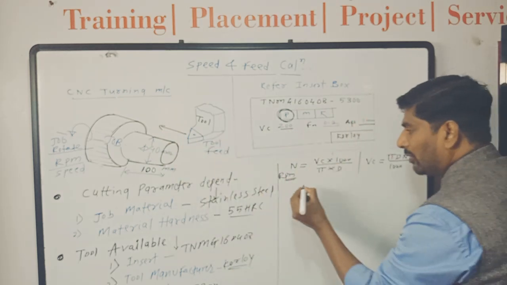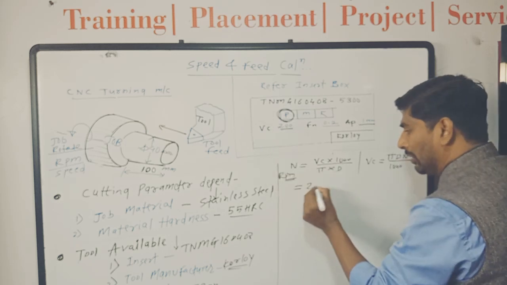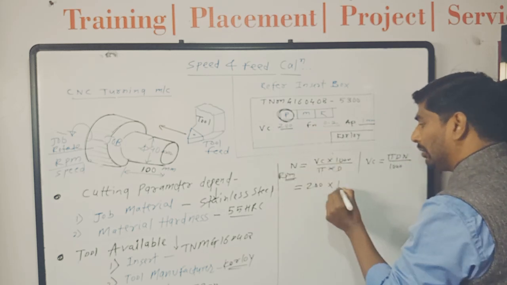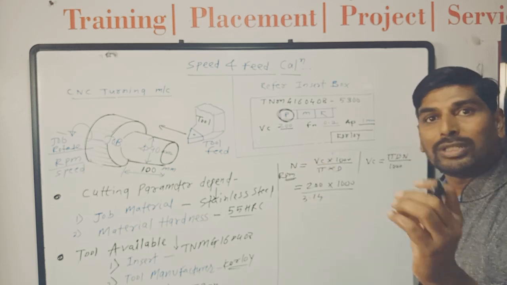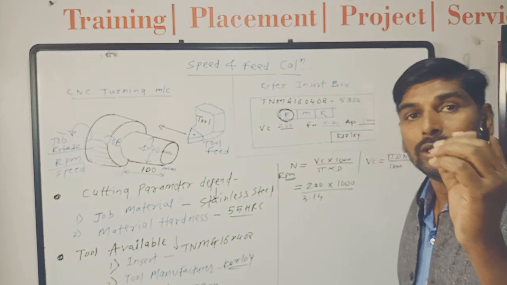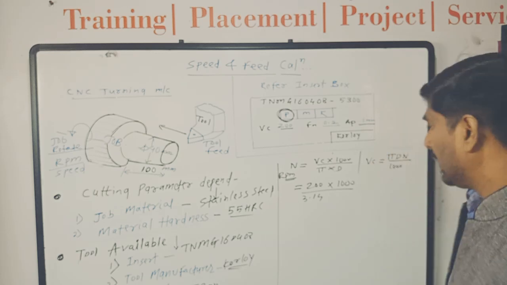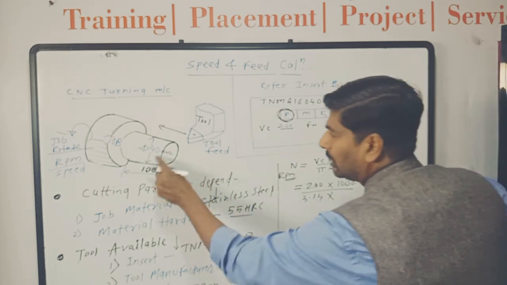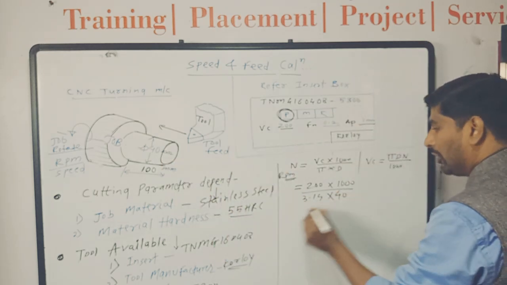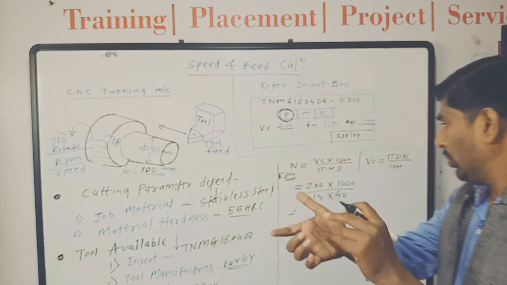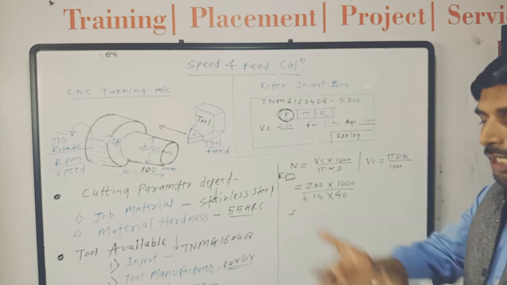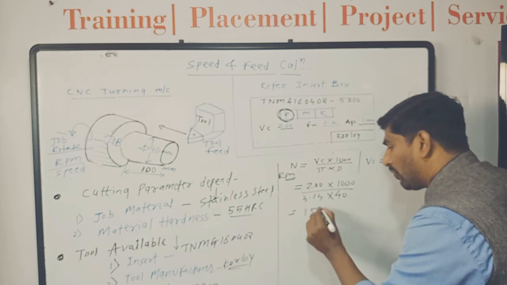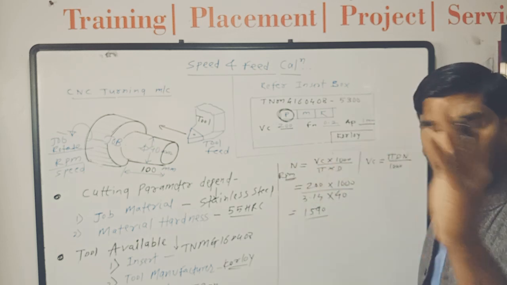To find the RPM, you write the values like this: Vc 200 into 1000. The pi value is a constant, 3.14 always, and into d, the diameter of 40. If you just use the calculator, 200 into 1000 divided by 3.14 divided by 40, you will get an answer that comes around 590, or even some decimal points.